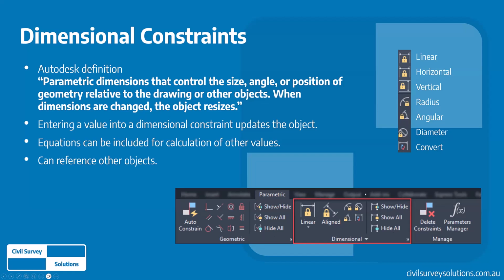With the ribbon as well, you'll notice that on the previous one, we've got geometric, which was this area here, and we've got dimensional here. Both of the tabs have a show all, hide all, and show hide option. So we will look at that when we get into the drawing, and we will have a look at the implications of those items as well.